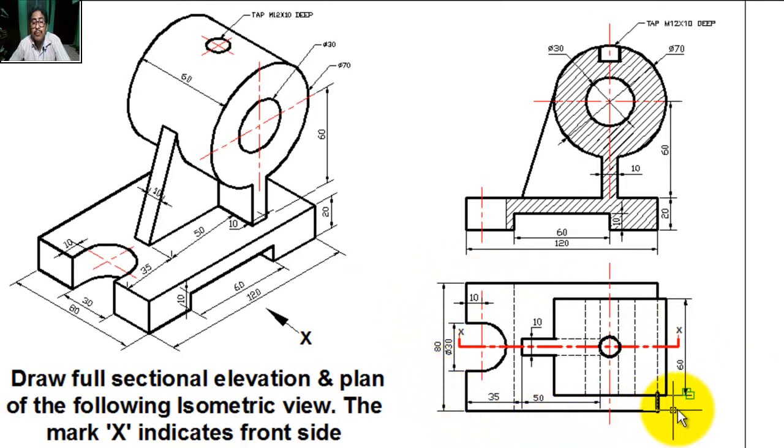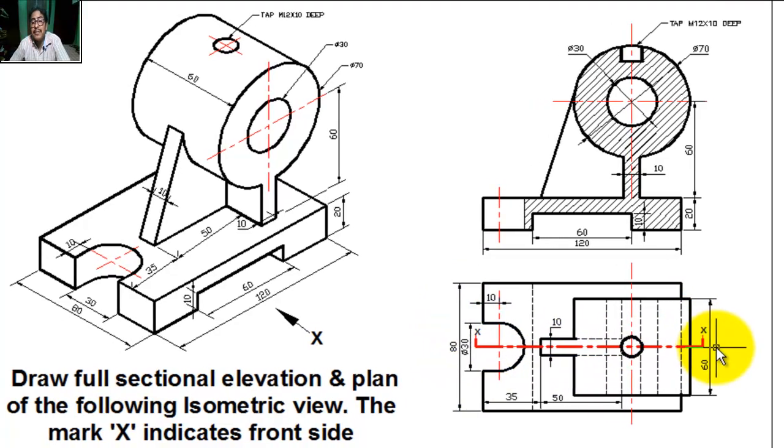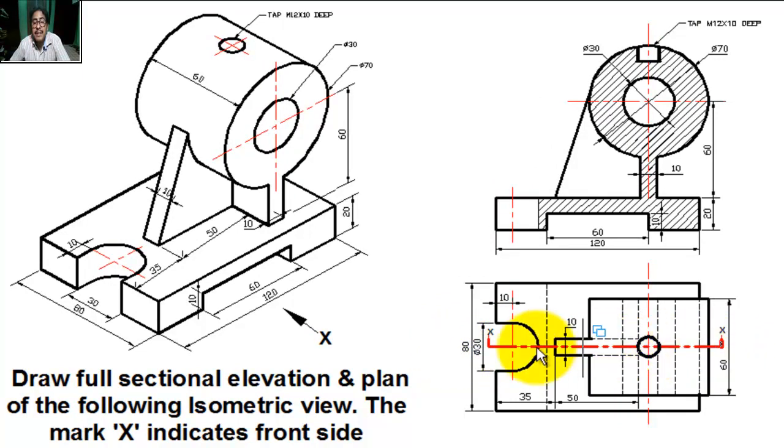Now we put the dimension in top view. This is the cutting plane line, cutting this line, and see from this portion, from this side. This is the sectional front view and this is the top view. Okay, it is clear, my student. Thank you.